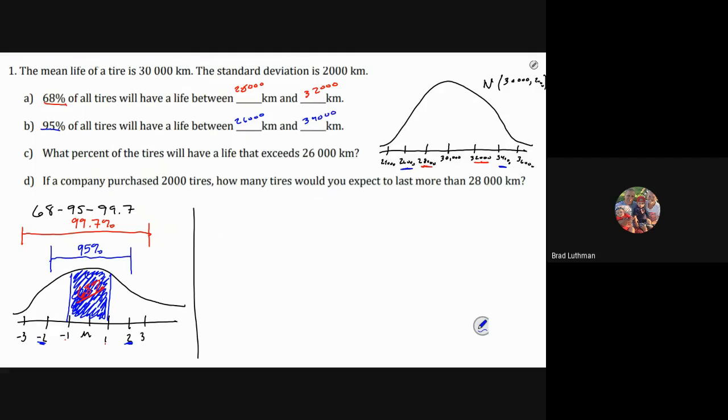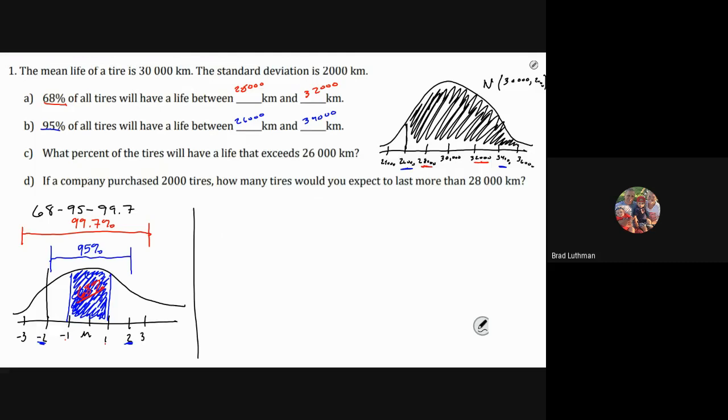What percent of tires will have a life that exceeds 26,000? So this is why we draw out our normal curve in the first place. When we say 26,000, what we're going to do is draw our line right here at 26,000. To exceed would be on this side. Now, if we're looking down here at our 68, 95, 99.7 rule, we notice that there's nothing that represents that, but there is a way that we can tie in there, right?